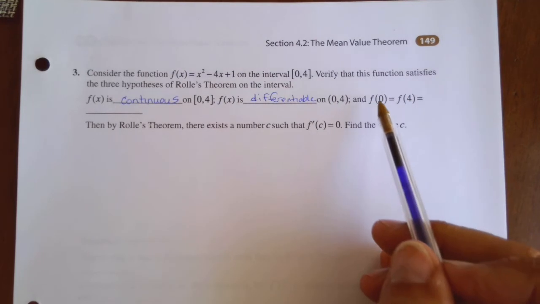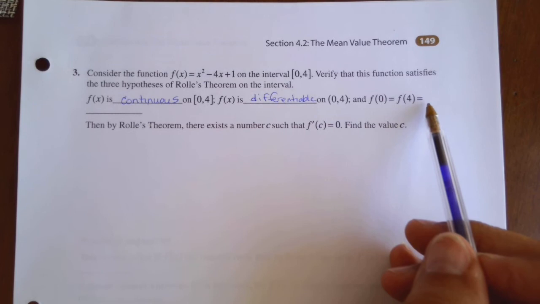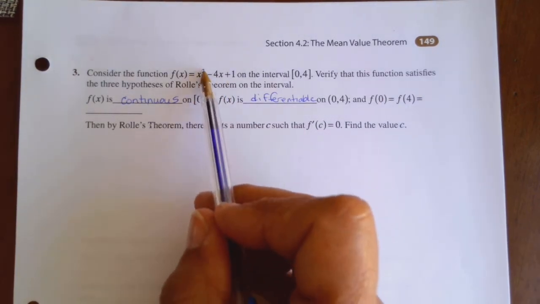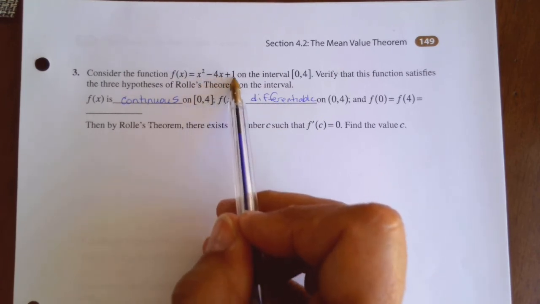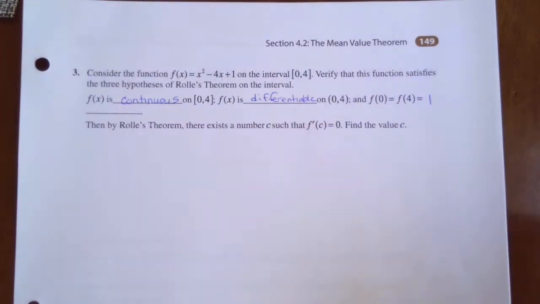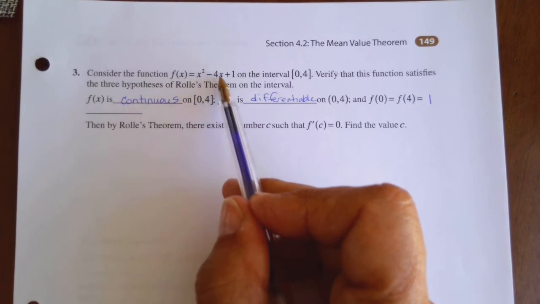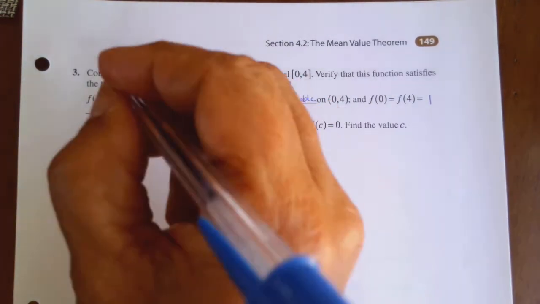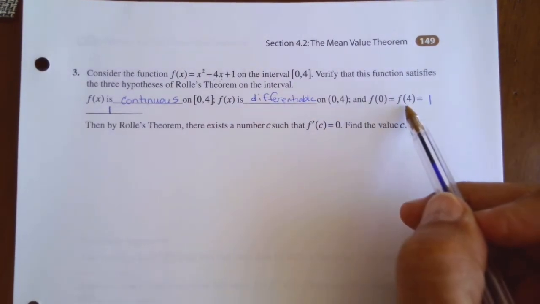And then last, the endpoints, f of 0 and f of 4, have to have the same y value. Okay? All right, so if we plug f of 0 in here, 0 squared is 0, minus 4 times 0 is 0, 0 minus 0 plus 1 is 1. Okay? F of 4: 4 squared is 16, minus 4 times 4 is 16. So we've got 16 minus 16, which is 0, plus 1 is 1. Both f of 0 and f of 4 are the same value.